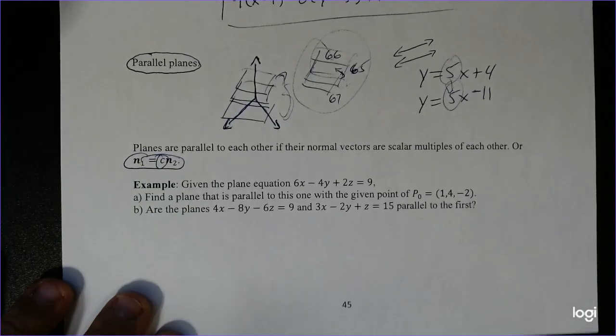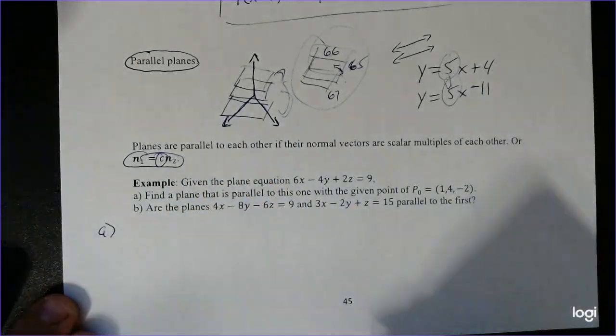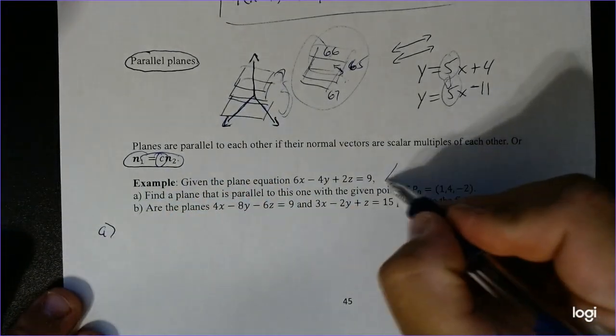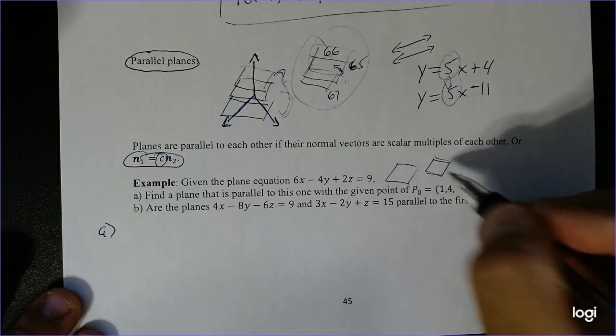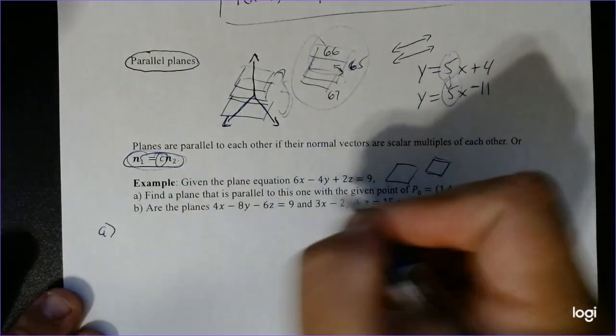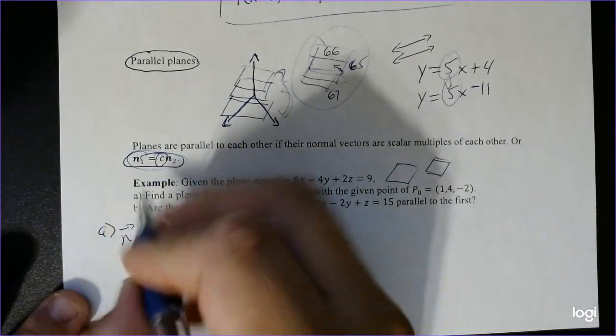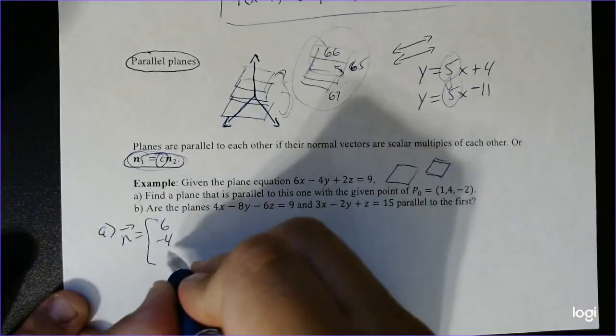Okay. So here's an example. Given the plane equation, find a plane that is parallel to this one with the given point P naught. So we've got to find another plane. Here's our first plane, another plane right on top of it. Again, we're just going to follow this logic here. First we've got to find our n, or normal vector. So 6, -4, and 2.